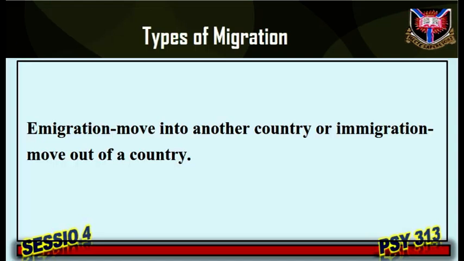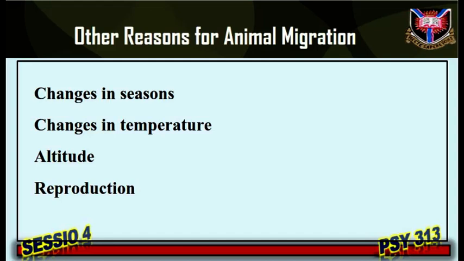Discussion. The article informed that migration is popular among animals that can travel long distances. Animal migration may occur due to the following reasons: changes in season, changes in temperature, altitude, and reproduction. Generally, birds are known to migrate more than other animals, as some species of birds can travel between continents at certain periods of the year.